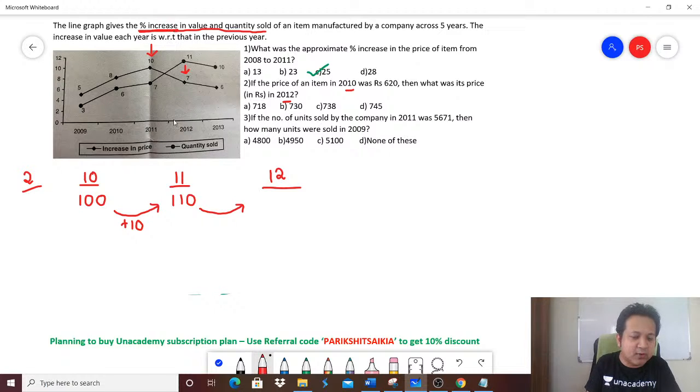Because last year it was 10%, this year it is 7%, hence the graph is coming down. But it doesn't mean it's a decrease, right? So you need to read the graph carefully. It is a 7% increase. So how will you calculate?